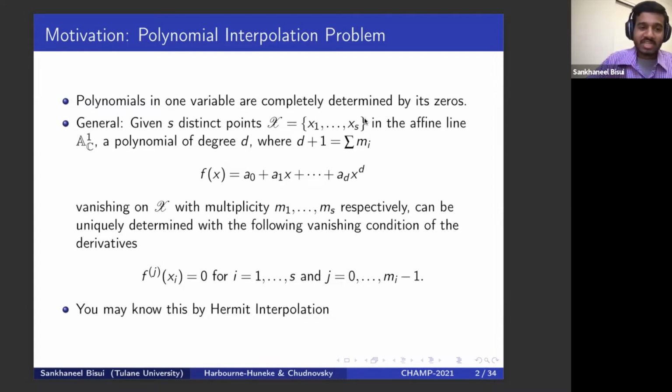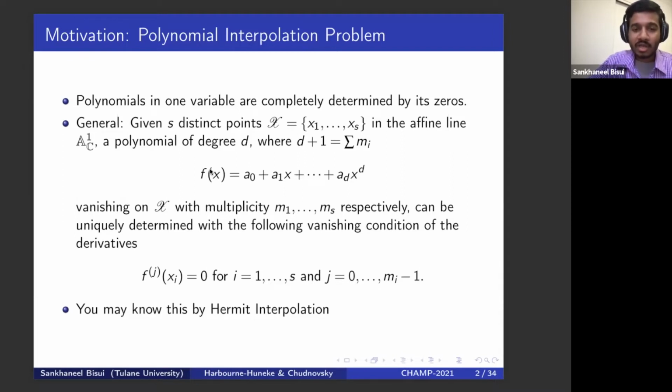So let's talk about a more general scenario. Suppose we are given s points inside the affine line A^1 over C. Now we want to determine a polynomial of degree d. Suppose we call it f(x) = a0 + a1x + up to adx^d. And we want the degree d to satisfy the condition that d + 1 is equal to the sum of the mi. I'm going to introduce the mi's in a bit.